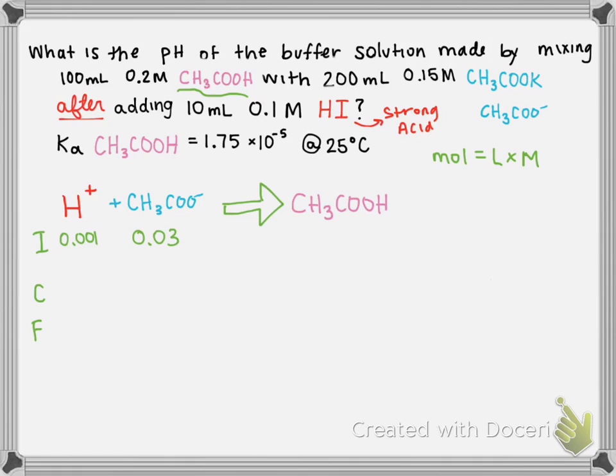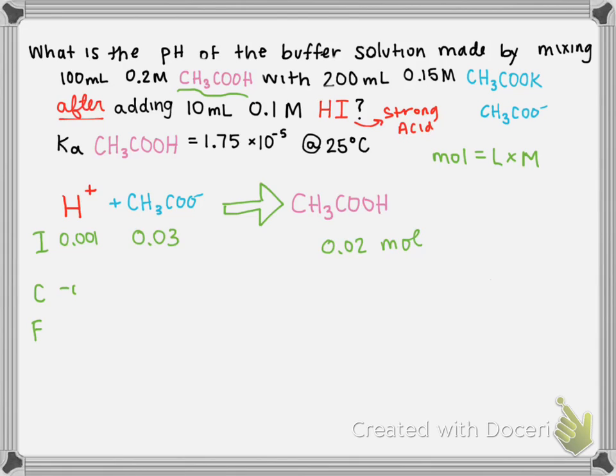0.03 moles of acetate, and 0.02 moles of our acetic acid. And so now for our change, we're just going to look at what the limiting reagent is. So we'll look at our reactants and see which one we have fewer moles of. And that's going to be the H+.